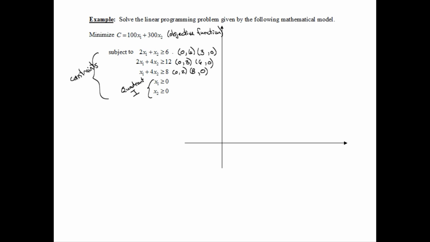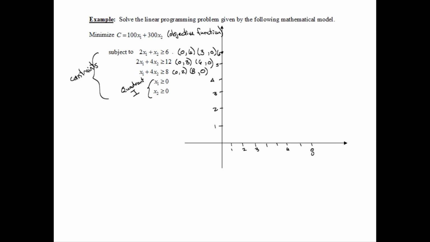Okay, so I put my scale on my graph. Looks like for my y's, I need to go up to 6. So 1, 2, 3, 4, 5, 6. You'll find your life easier if you spread yourself out a little bit. And my x's need to go out to 8. So 1, 2, 3, 4, 5, 6, 7, 8.